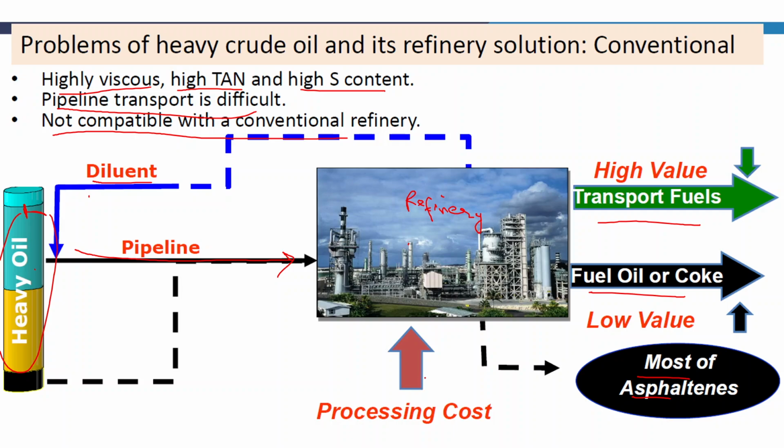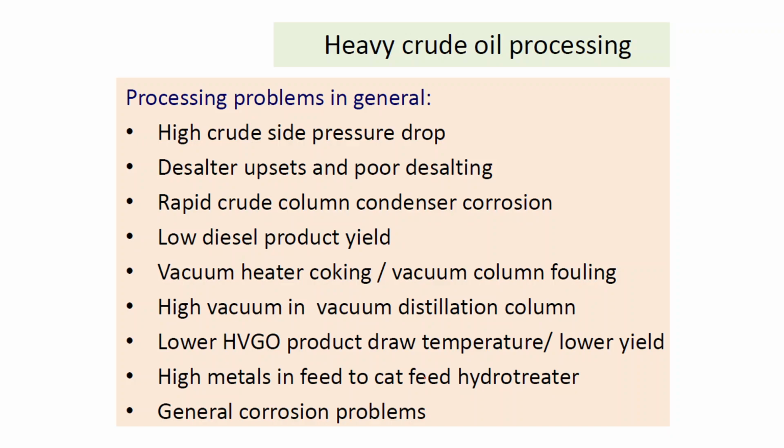So basically, the problems associated are, first, high crude side pressure drop. As I told, its viscosity is very high, so it needs to be pumped through the pipeline. Due to this pumping from the production side to the refinery, there is huge pressure drop. Then desalter upsets and poor desalting, because the salt quantity is very large in this, so desalting becomes very difficult.